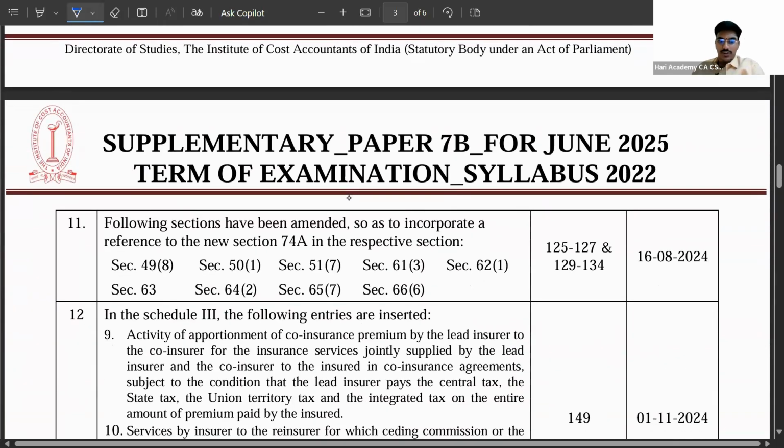Here in all these sections 49, 8, 50, 51, 50, 61, 62, in all these sections, they are removing the reference from 74 and they are replacing that with 74A.